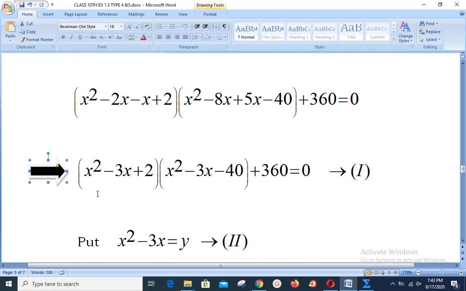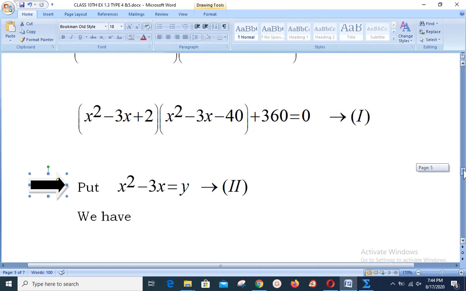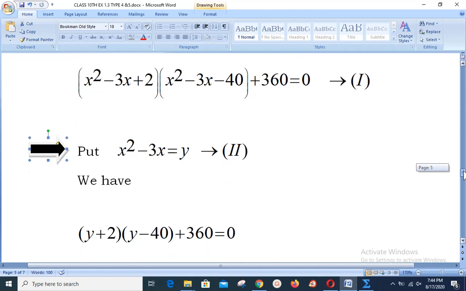See the advantage of this type, that in both the brackets, the first two terms, that is x square minus 3x in the first bracket as well as in the second bracket, is same. We put the same equal to y. That is, in the next step we make our substitution. We put x square minus 3x is equal to y. Then our equation 1 takes the form (y plus 2)(y minus 40) plus 360 is equal to 0.